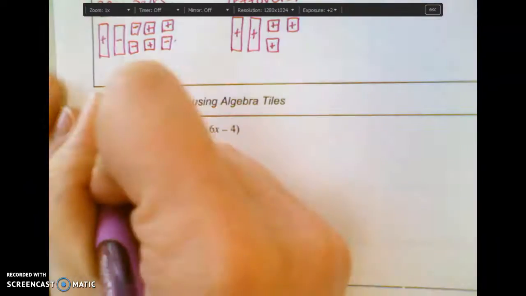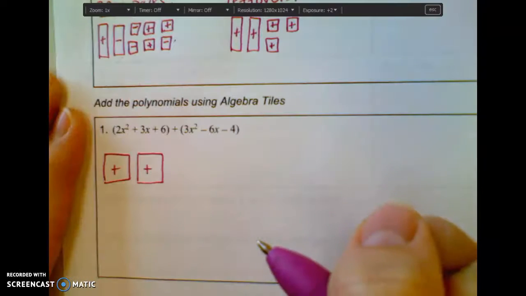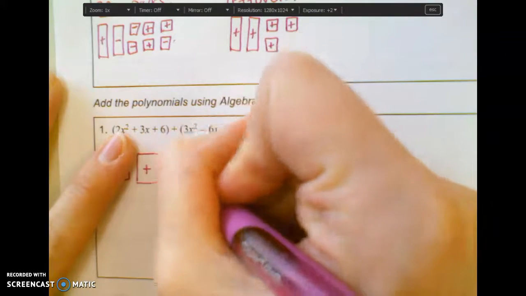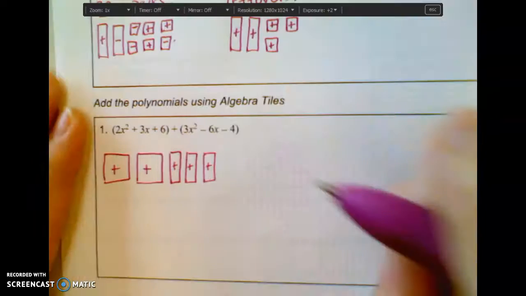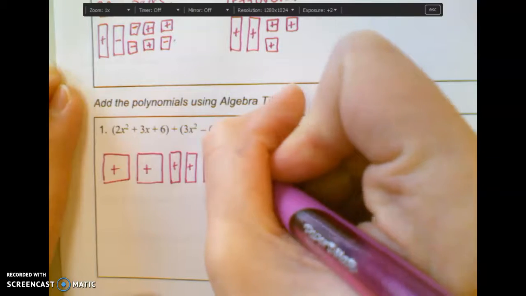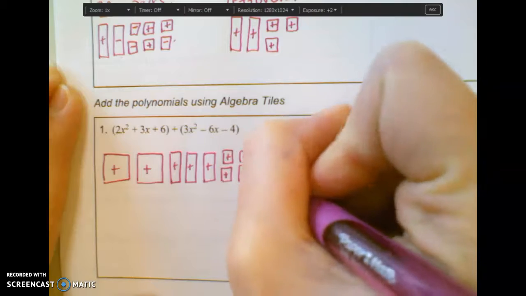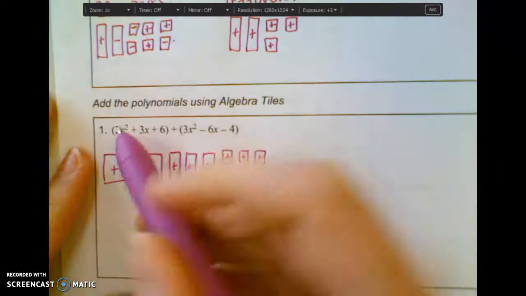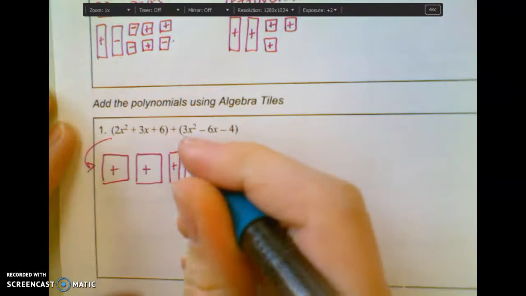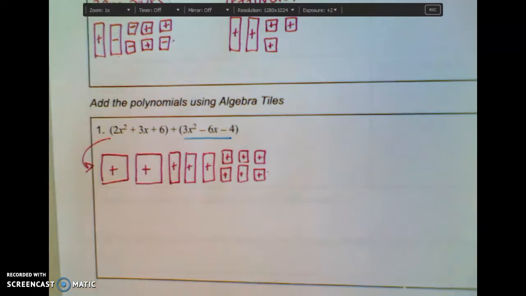Well, 2x squared, that's a positive 2x squared, so I'm going to draw 2 of the positive boxes. Then I need a positive 3x, so that's going to be 3 of the positive rectangles. And I need plus 6, so that's going to be 6 of the positive little boxes. So we have just modeled 2x squared plus 3x plus 6 with algebra tiles. Now let's take 3x squared minus 6x minus 4 and model it with algebra tiles.